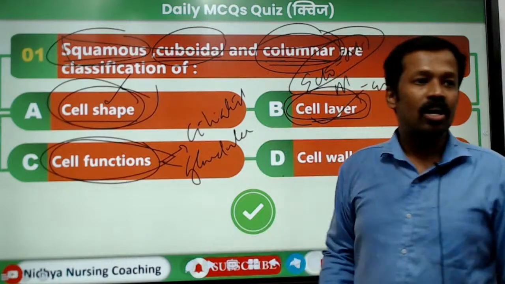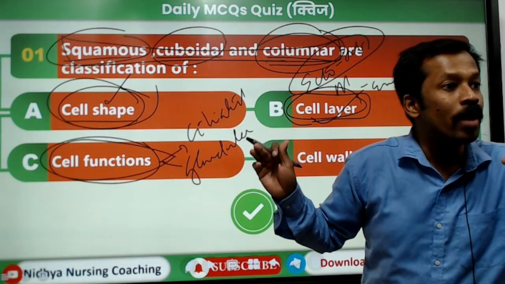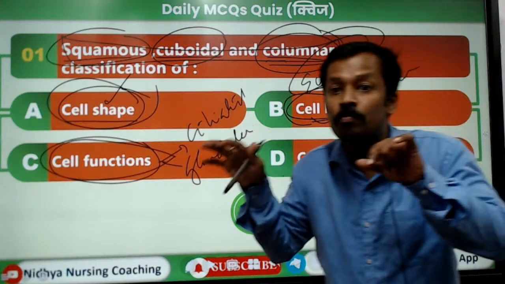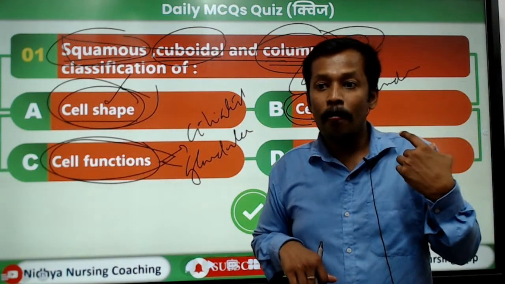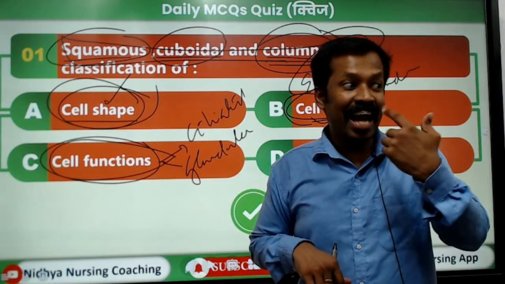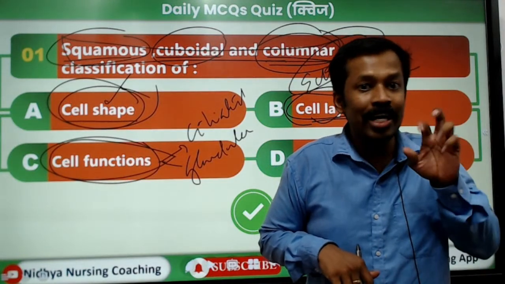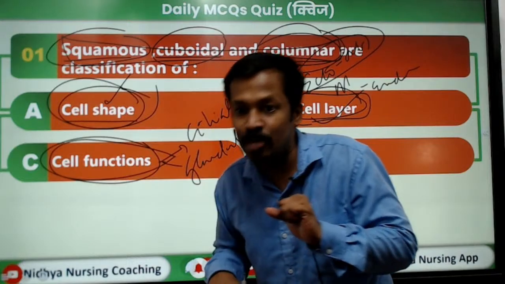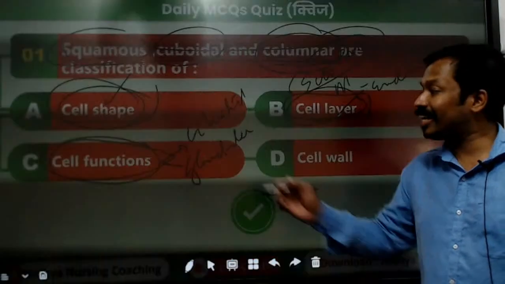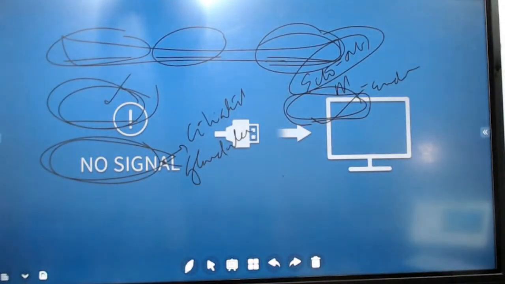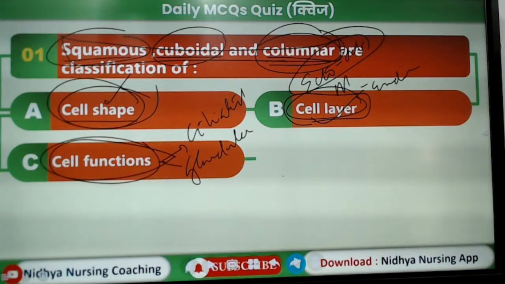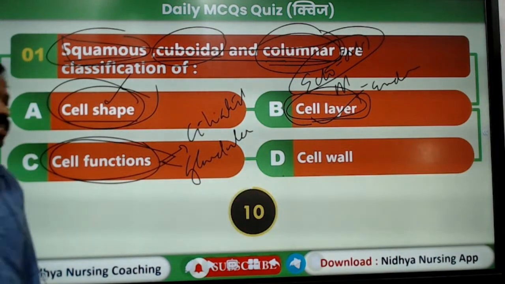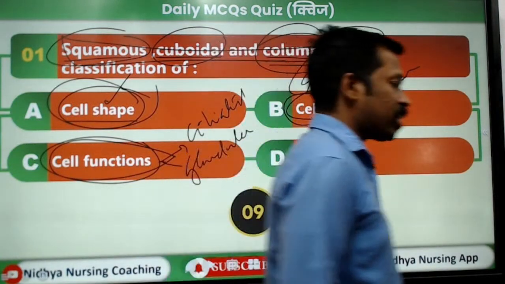What is the function of ciliated cells? Movement. Cilia help in movement. Where are they? Mainly in the GI tract and respiratory tract, helping with mucus movement. It is helping for mobility. Glandular cells help form glands, which are for secretory functions.